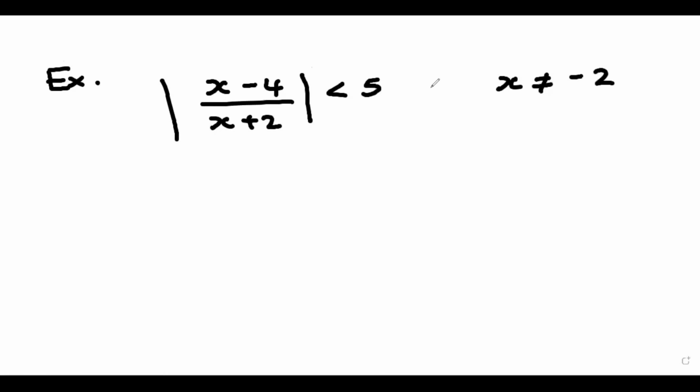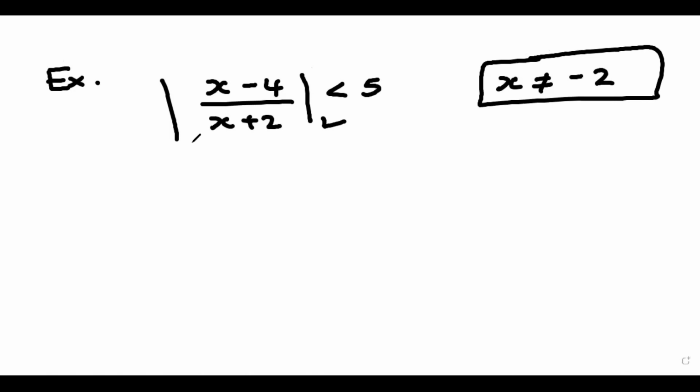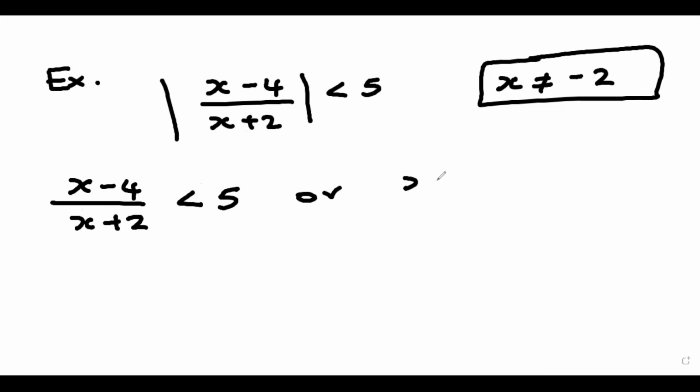All right, so let's say we have this question here. First of all, you'd see that x is not equal to minus 2, because if it is minus 2, that means you get 0 in the denominator and you cannot divide by 0. So again, we can use property number 4, where we'd have x minus 4 over x plus 2 is less than 5, or x minus 4 over x plus 2 greater than minus 5.